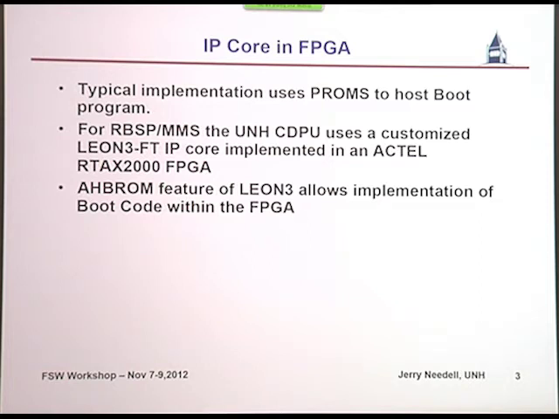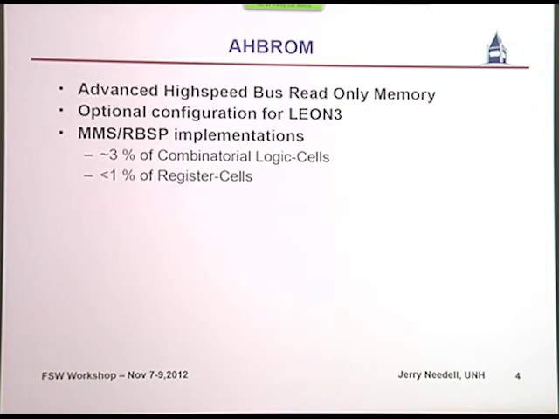By putting our processor, everything, all of our interfaces into this one FPGA, and coupling them with the IP core, there's also a feature of the Leon 3, the AHBROM, that allows you to put code into the FPGA. This advanced high-speed bus read-only memory is an optional configuration item that can be used with the Leon 3. Just as there are some limits, we're not going to put our full science mission in this FPGA. It would take up a lot more space, a lot more gates than they're willing to give us.